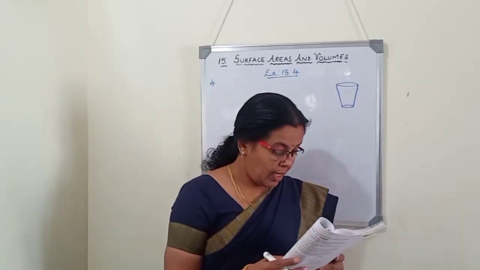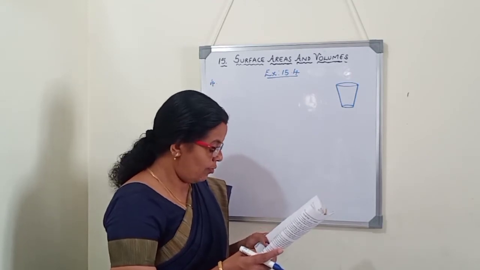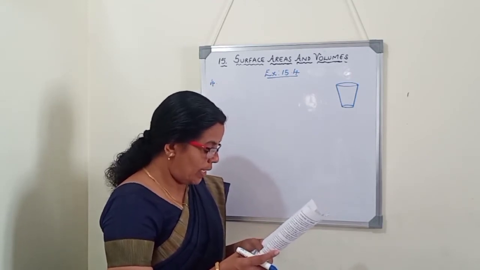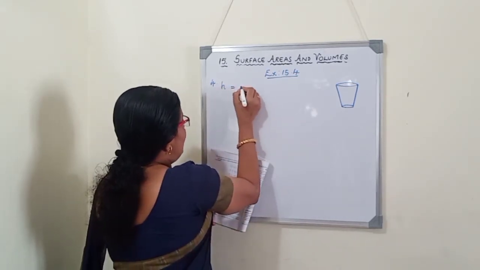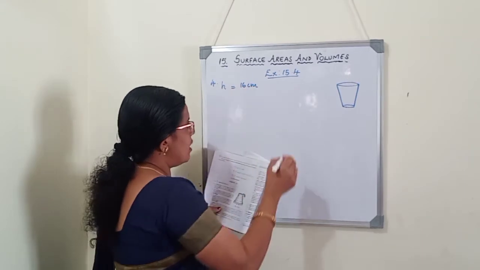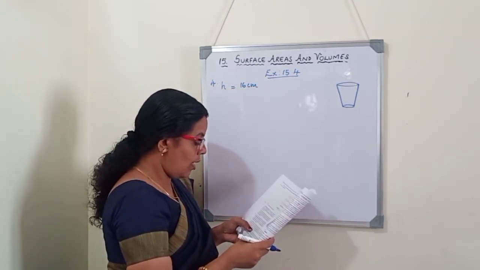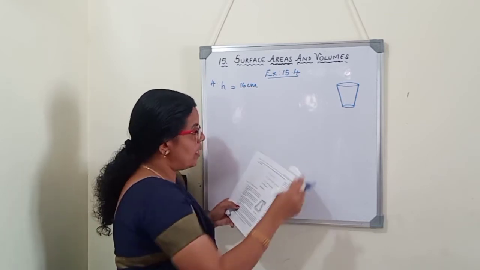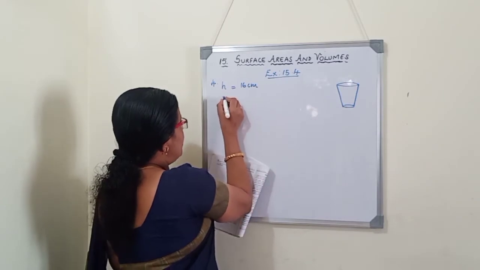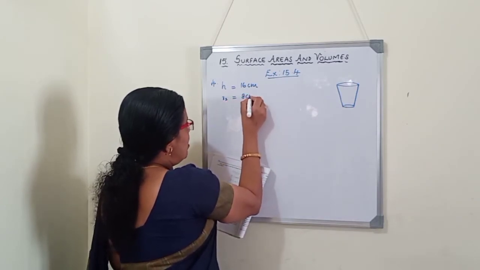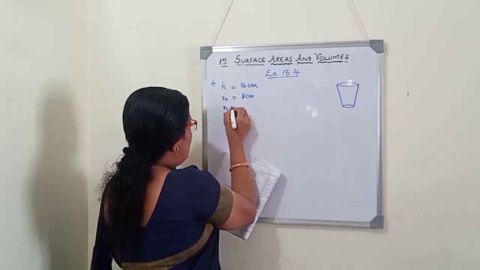Fourth question. A container opened from the top and made up of a metal sheet is in the form of a frustum of a cone of height 16 centimeter. So height of the frustum of a cone or height of the container is 16 centimeter. With radii of its lower and upper ends are 8 centimeter and 20 centimeter. So lower end radius is R2 we will write. It is 8 centimeter and upper end it is 20 centimeter, R1.